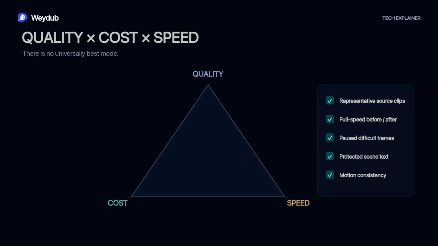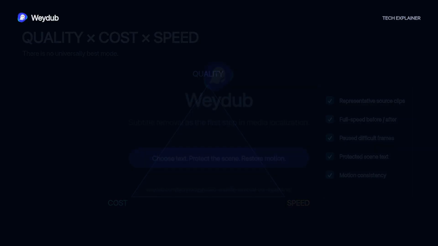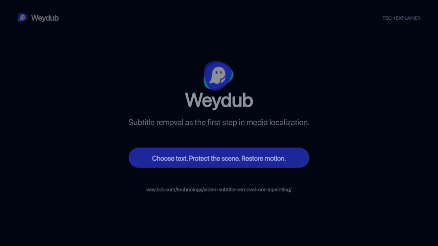The useful question is not only, can it erase text? It is, can the system choose the right text, preserve the scene, restore motion consistently, and repeat the workflow at production volume? That full chain is where Weydub fits: subtitle removal as the first step in a broader media localization workflow.